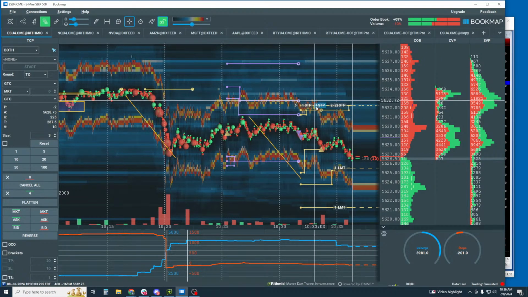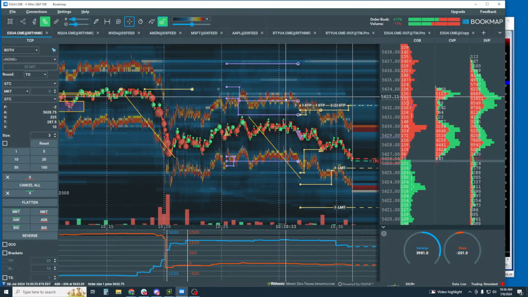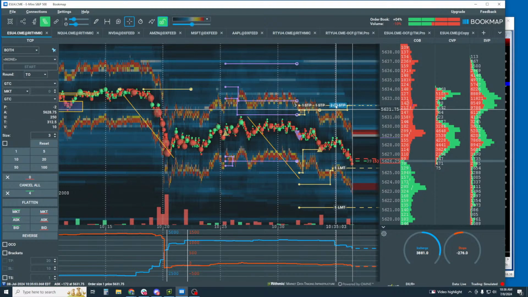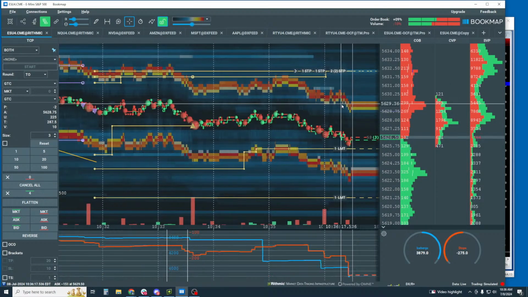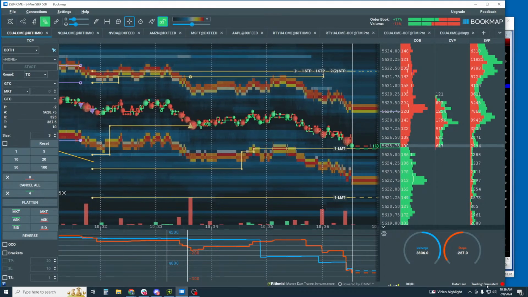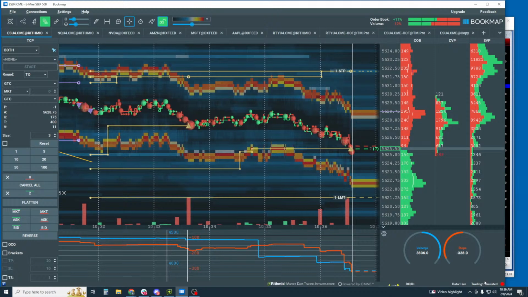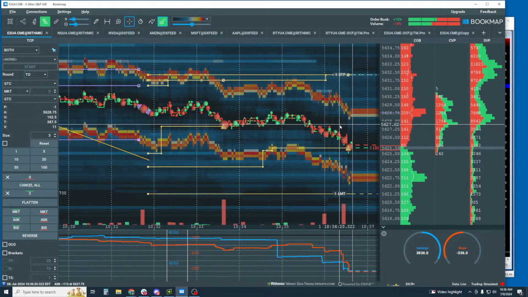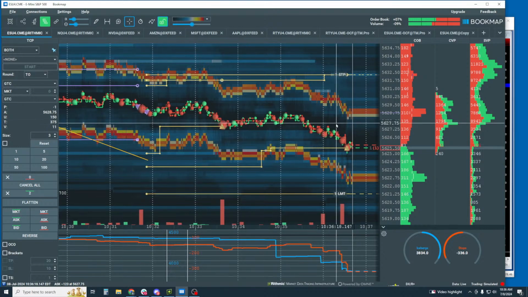Has anyone played around with this new feature? You guys have access to it, it's free, and if you just have the global version, you can still trade in sim. As you can see, I'm in sim down here in the lower left hand corner. Play around with this, and you can also trade it in your live account.